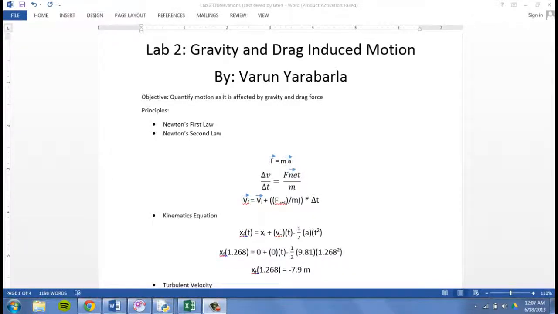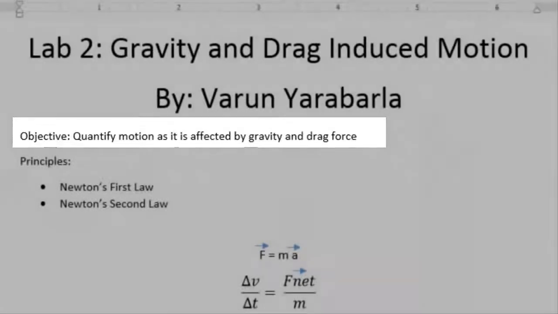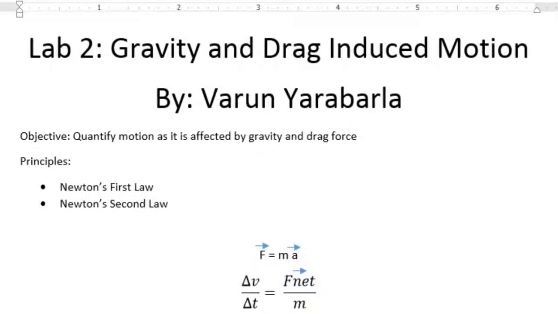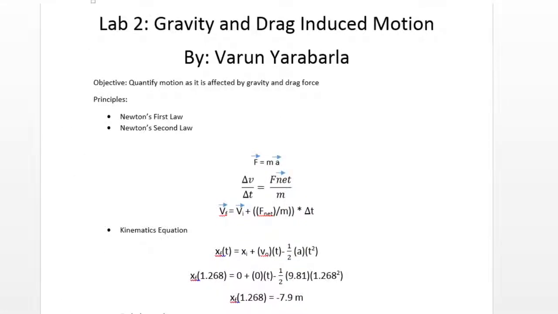This is my video report on Lab 2, Motion of a Falling Object, which is basically all about gravity and drag-induced motion. The point of this lab was to quantify motion of an object as it is affected by only gravity, and then by gravity and drag force. Then, to understand how each case works with the application of Newton's second law of motion.